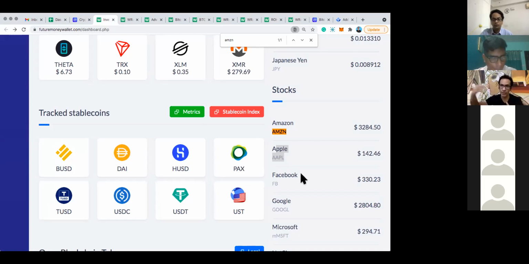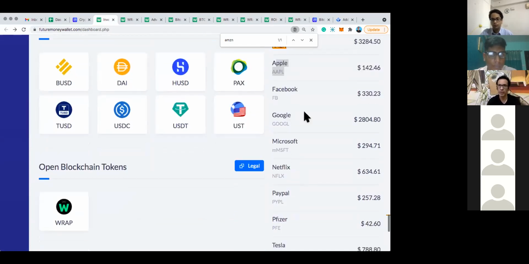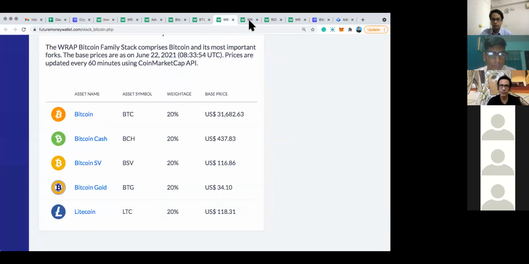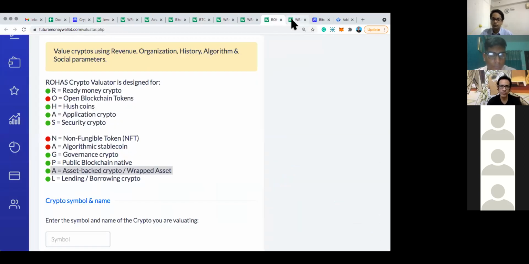Otherwise, you have to be an American citizen or have an account with an American brokerage firm. Otherwise, you can't buy it. But on the blockchain, all the top stocks are available. So that would be an example of an asset-based crypto or a wrapped asset. People are doing this for gold. They're doing it for coffee. So that's a wrapped asset.